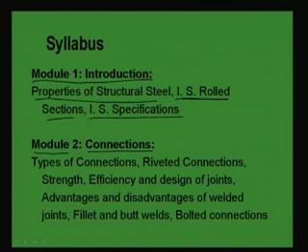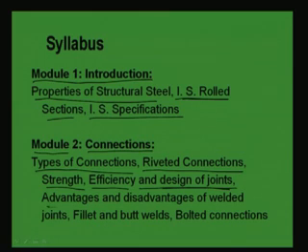This module contains, say, types of connections. Types of connections means we know riveted connection, bolted connection and welded connections are there. Then we will discuss the riveted connections, the strength of the riveted connection, how to calculate the strength, how to calculate the efficiency and how to design a joint with rivets. So, with rivets, how to design a joint, those things we will discuss.